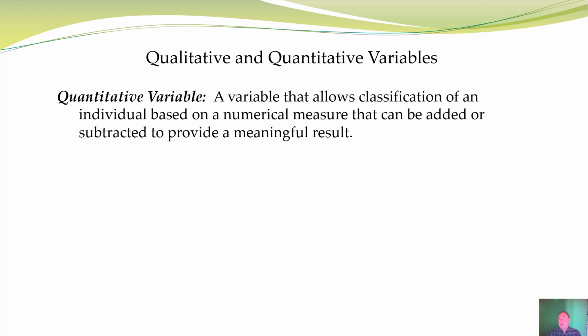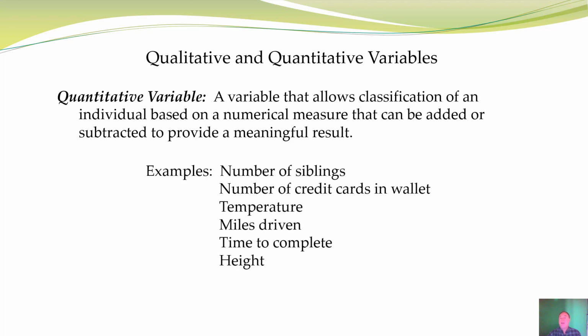Quantitative variable, on the other hand, is a variable that allows classification of an individual based on a numerical measure that can be added or subtracted to provide a meaningful result. Some examples here would be number of siblings, number of credit cards in a wallet, temperature, miles driven, time to complete, height.